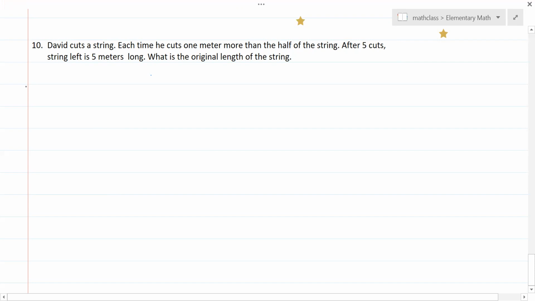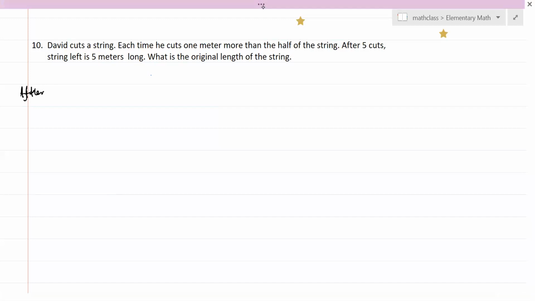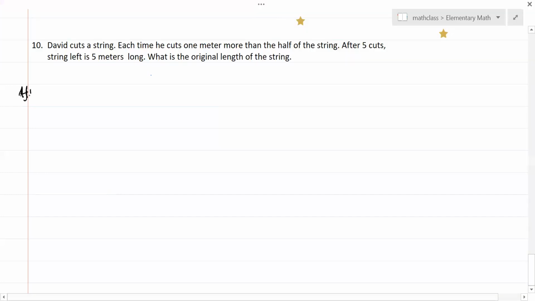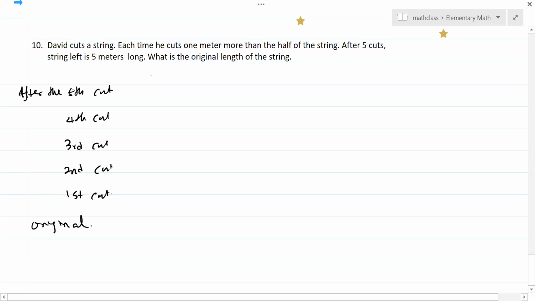Okay. Original one. This would be after, right? After the 5th cut. Fourth cut, 3rd cut, 2nd cut, and the 1st cut. Okay, and then the original. Okay, so you can figure out this step by step. Okay, some students already gave me the answers.